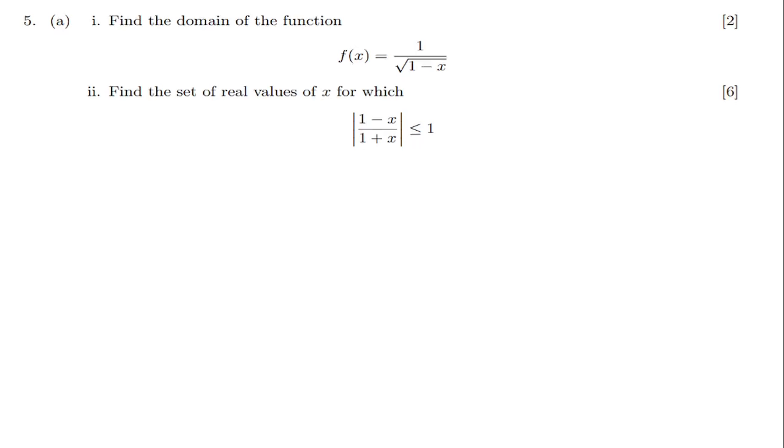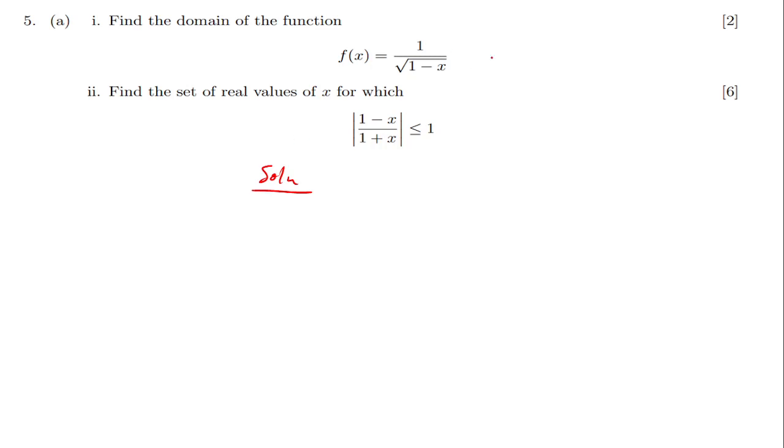I'll start with A, which says: find the domain of the function f of x is equal to 1 over the square root of 1 minus x. Ladies and gentlemen, this is a free mark, but this function has been split into two sections.